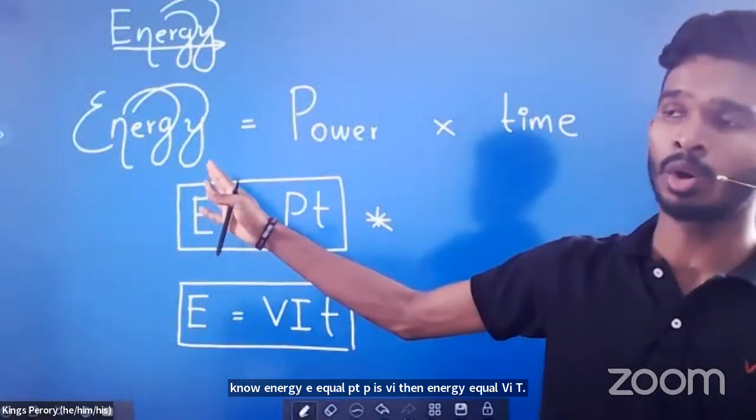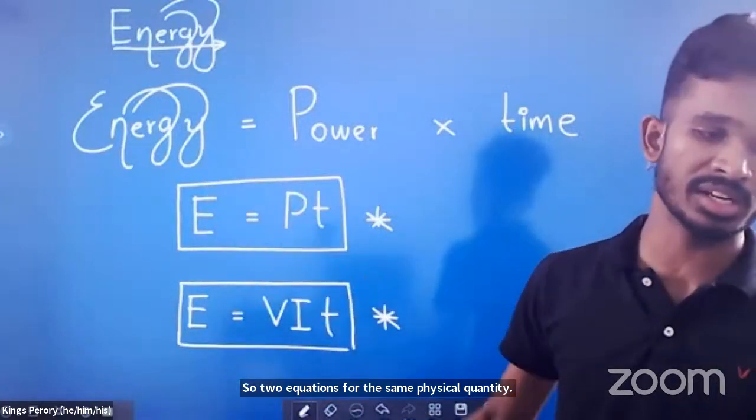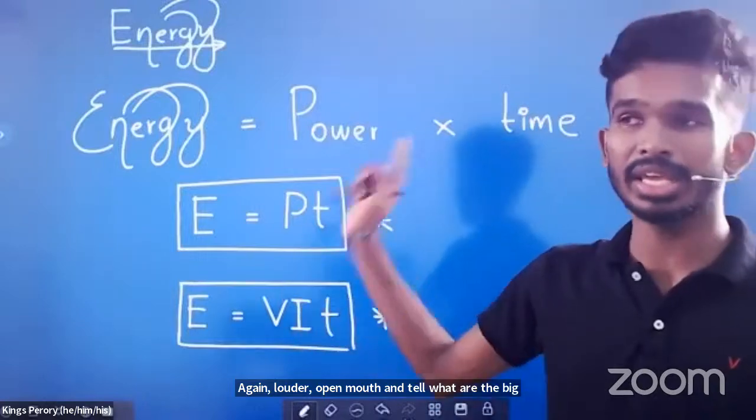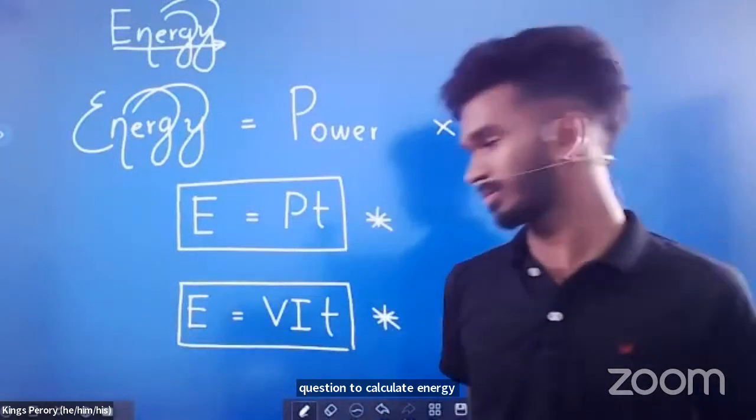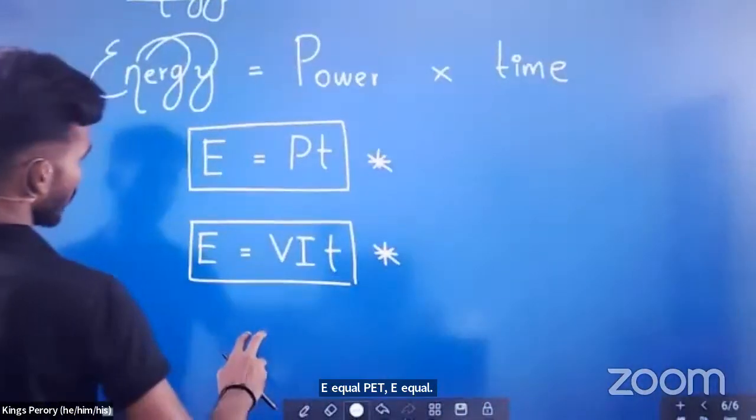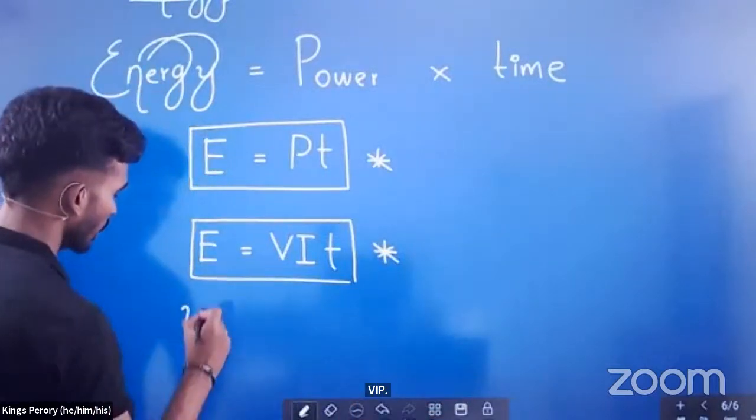Again, louder, open the mouth and tell what are the two equations to calculate energy? E equals PT. E equals VIT. What's the unit? You all know what's the unit used to measure energy?